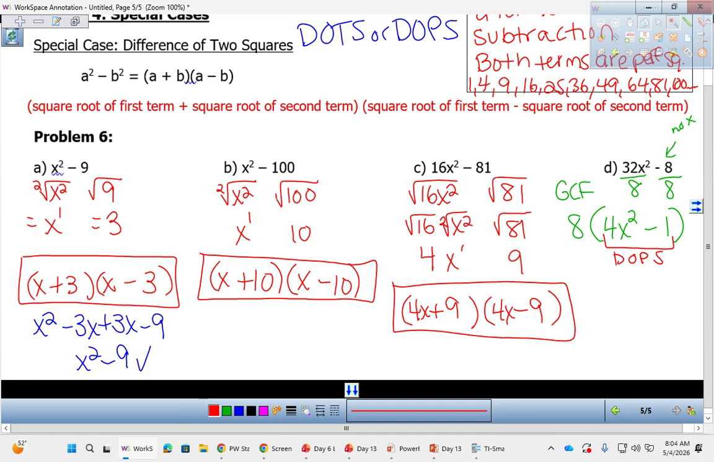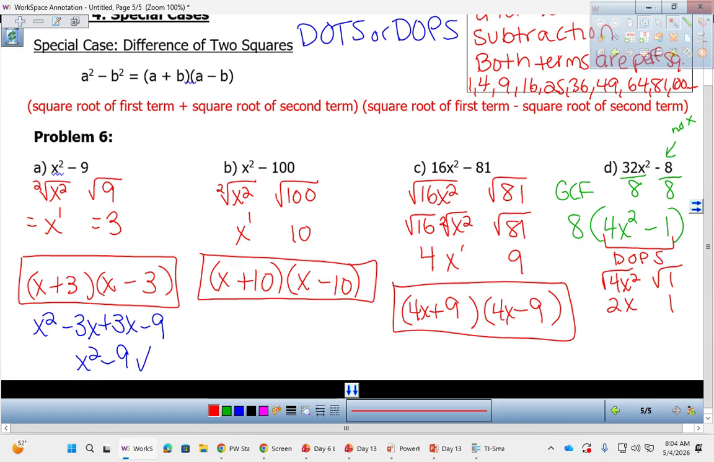So from here, I'm going to take the square root of 4x squared and the square root of 1. What's the square root of 4x squared? 2x. Square root of 4 is 2. Square root of x squared is x. So 2x. What's square root of 1? 1.